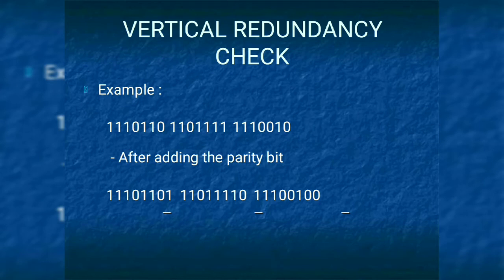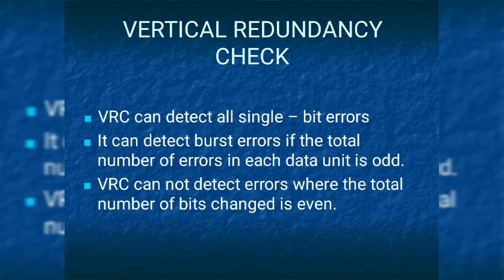So in the redundancy check method, depending on whether the number of ones in the data unit is even or odd, if the number of ones is odd, you add a redundant bit of 1. If the number of ones is even, you add a 0 as a redundant bit. Okay, there are advantages.